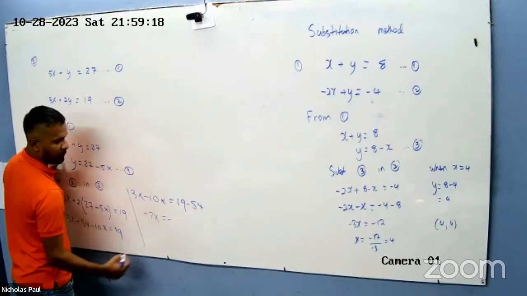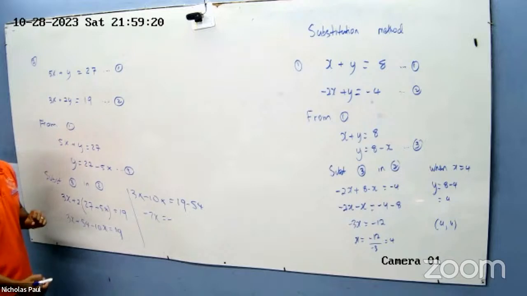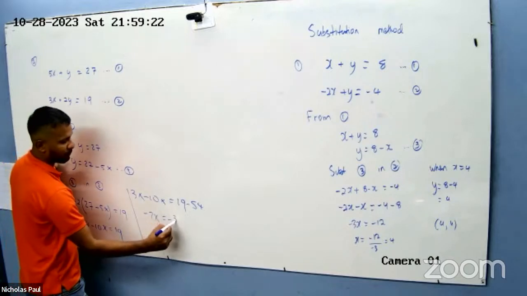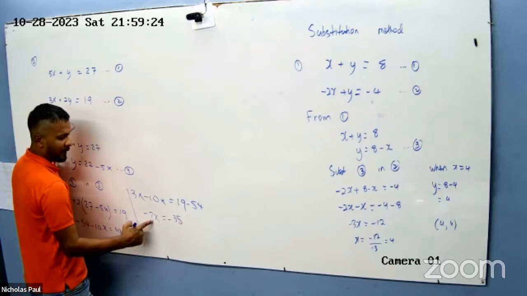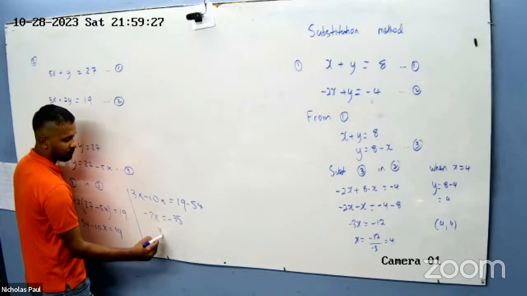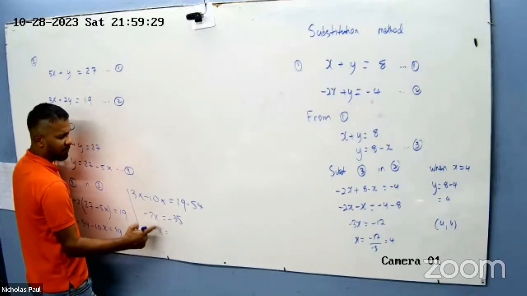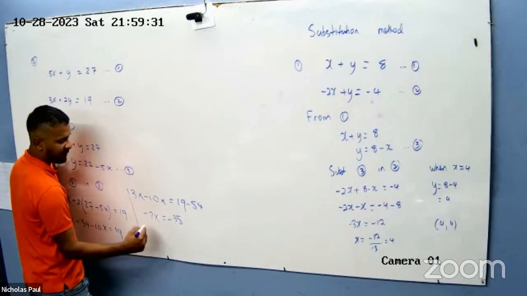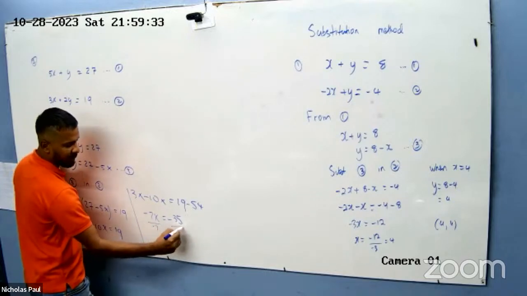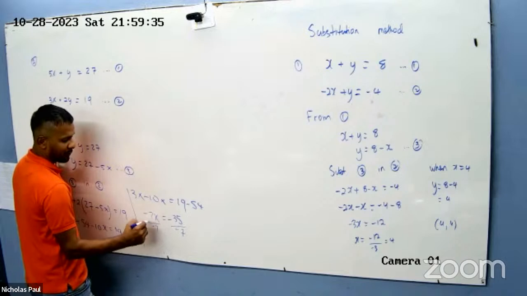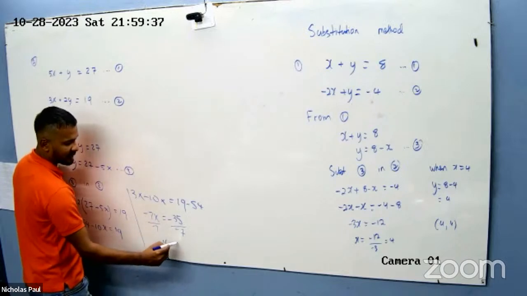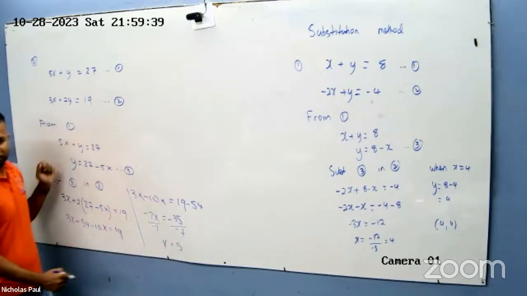And how much did you all get there? 19 minus 54 is minus 35. Then carry across minus 7, or divide both sides by minus 7. I don't want you all to change the sign by mistake. This will cancel and you'll get x is 5.